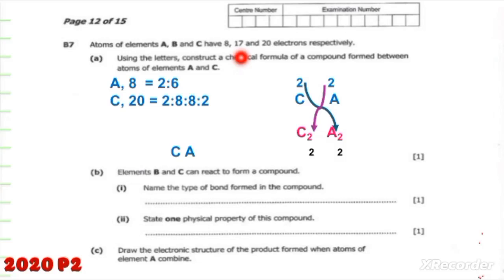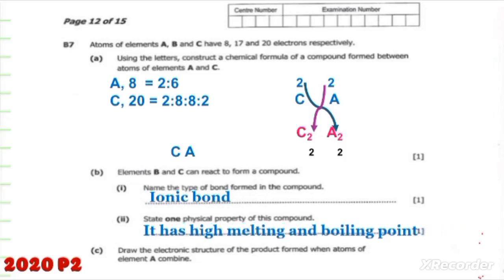So if we check from the periodic table, we are going to find that an element with 17 electrons is chlorine. Okay, so therefore we are going to say the type of bond that will be formed is the ionic bond. B, Roman numeral 2. State one physical property of this compound. So it has high melting and boiling point.